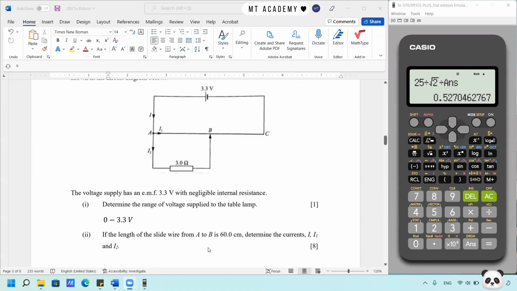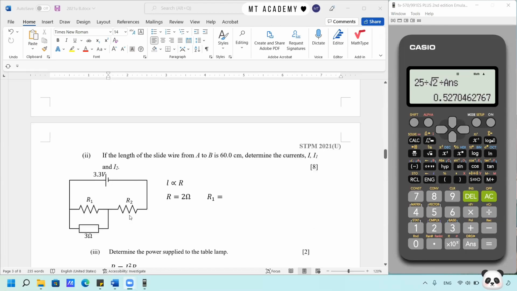So the range is from 0 to 3.3 volt for the first question. Move on to question 2. If the length of the wire from A to B is 60 centimeter, this means that from B to C is 40 centimeter. Determine the currents I, I1, and I2. So this is a straightforward circuit that we learned, something you have done before at SPM level. My advice is to convert the circuit into the diagram as shown here. The wire is converted into two resistors, R1 and R2, where R1 represents the 60 centimeter length of the wire, while R2 represents the 40 centimeter length.